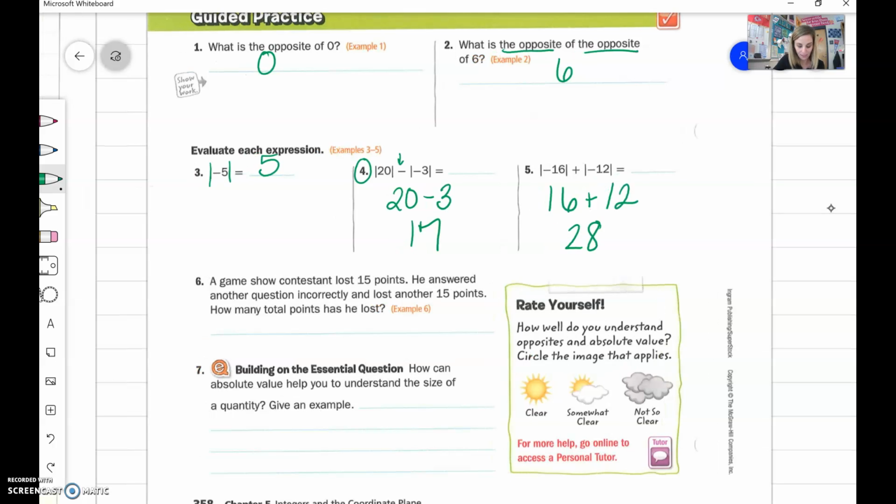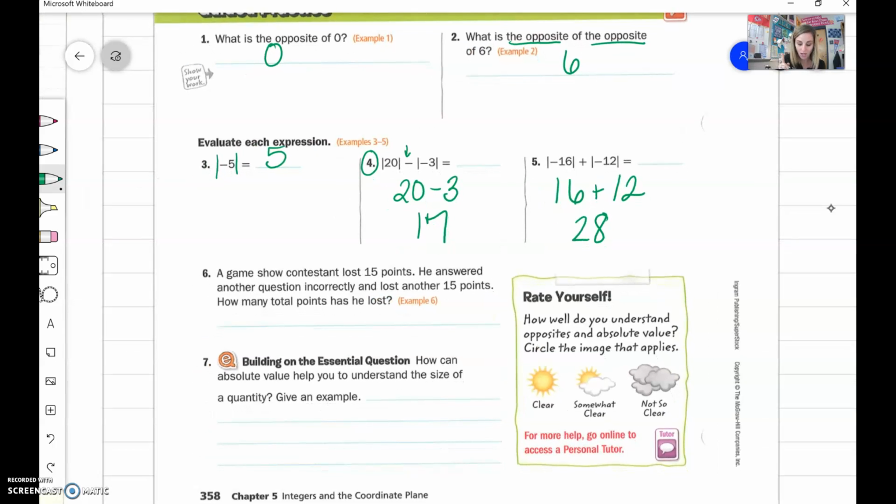Okay, let's take a look at this one. It says, a game show contestant lost 15 points. So he had a loss of 15 points. Okay, I'm going to put that in absolute value. And then he answered another question incorrectly, which is a negative 1 loss, right? And then he lost another 15 points. Oops, hang on. I had my signs wrong. There we go, negative 15. Okay, how many total points has he lost?